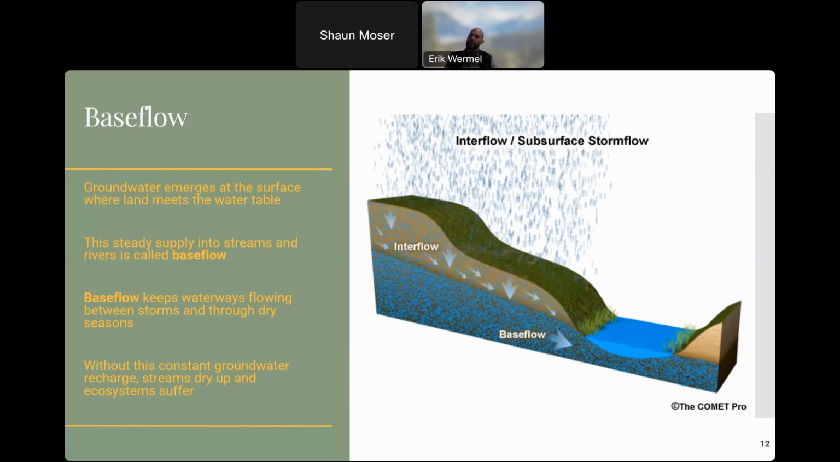So this steady supply of groundwater, again, enters into our streams, rivers, and lakes, and we call that base flow. So base flow is what keeps our waterways flowing all season long, even when it's not raining or snowing. And when we lower that water table and we're not recharging, base flow disappears. Streams dry up, which weakens ecosystems, and the landscape begins to lose a lot of its resilience.